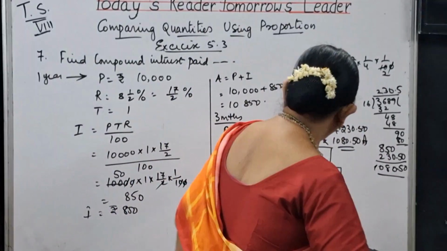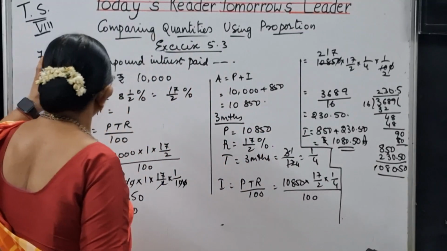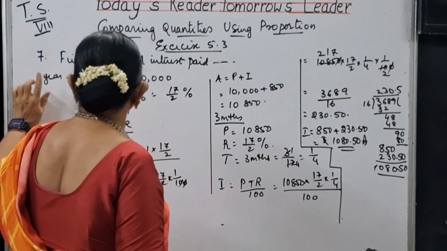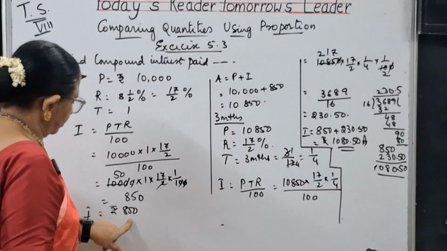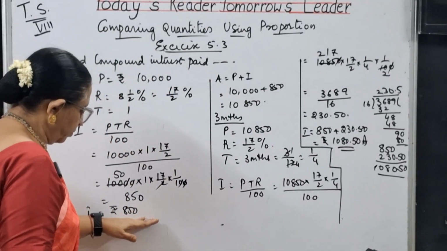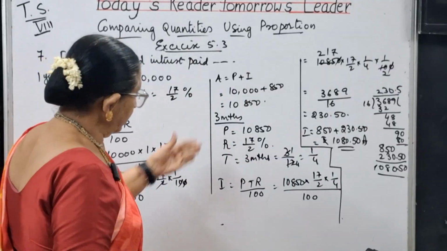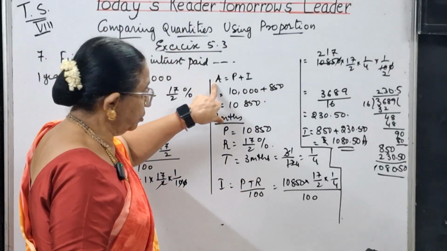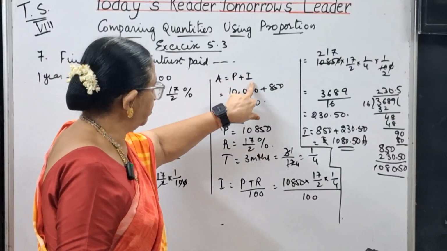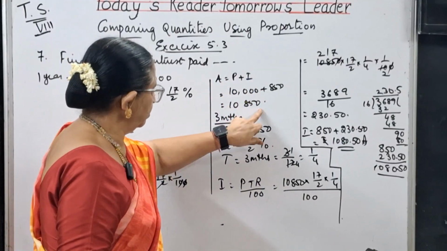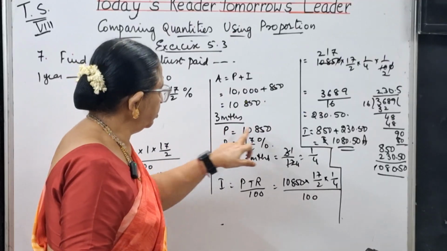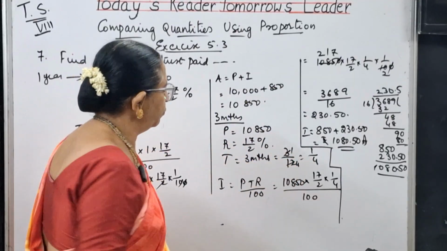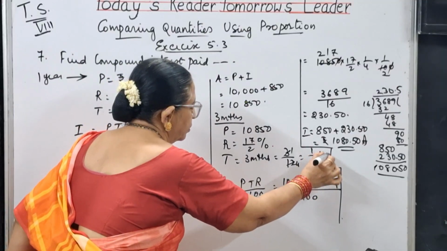So please see this, children. What is it that they are asking? Compound interest they are asking. So 1 year, 3 months they said. So first for 1 year, what is the interest? We have written. This is 850, we have got it. Now 3 months are there. So for 3 months, if you want a principal, what is the amount we have to find out? Amount is P plus I. When I found out, the amount is 10,850, that becomes the principal. The rate is the same. Time is 3 months, which means 1 by 4 years.